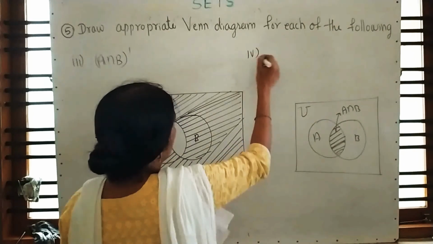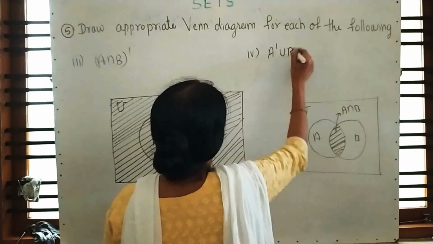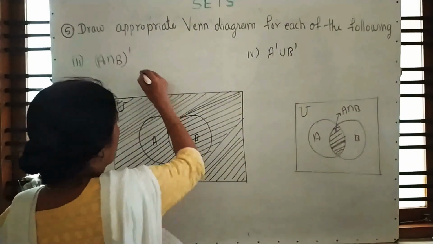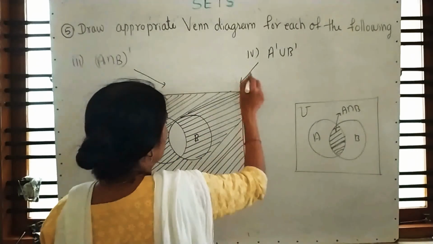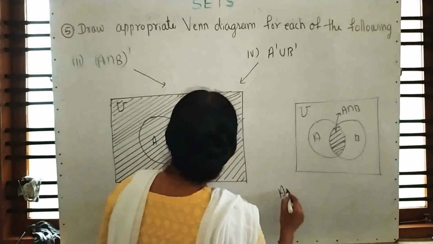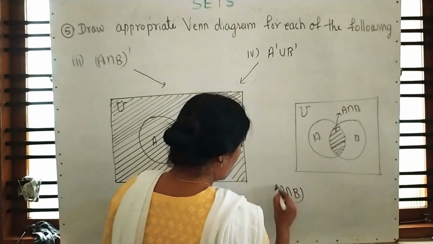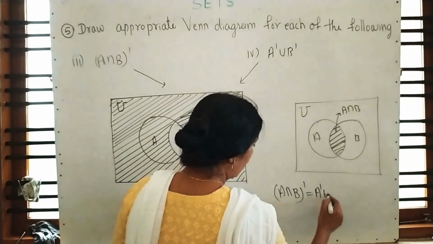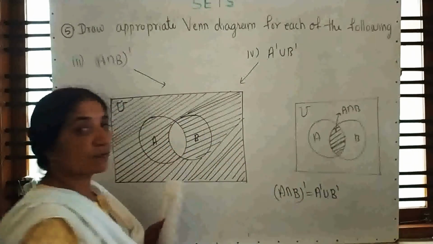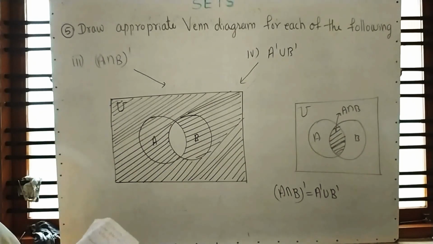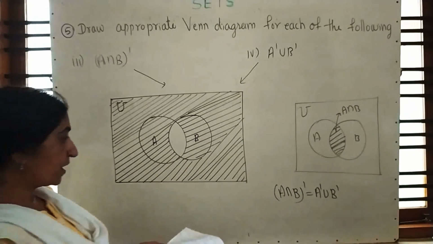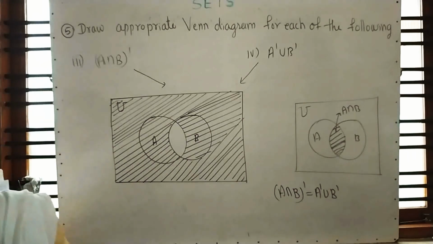See the fourth one, it's A complement union B complement. Are they related or what? That means for both the figure will be the same, because A intersection B whole complement is A complement union B complement. De Morgan's law. That's why the figure will be the same for both. Now moving to the sixth question.